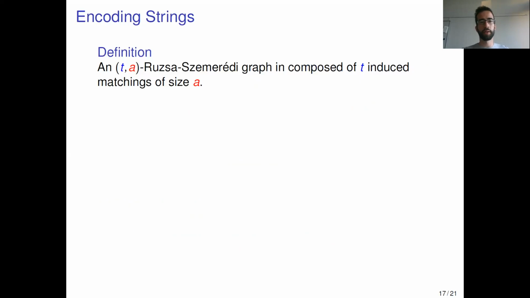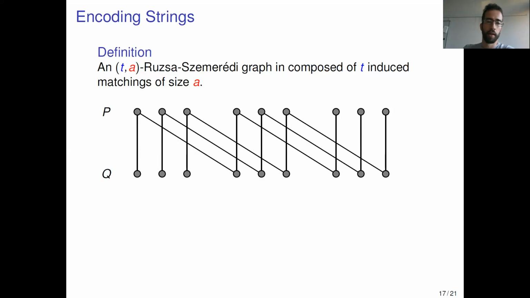So let's see, how are we going to reduce the string compression to cut sparsification of hypergraphs? We're going to use a compression that goes through Ruzsa-Szemerédi graphs. We call a TA Ruzsa-Szemerédi graph a graph that is composed of T induced matchings of size A. So for example, here's one. This is a graph that consists of 5 induced matchings of size 3. It's not a very interesting construction, but there are very interesting constructions of Ruzsa-Szemerédi graphs that are much more efficient.